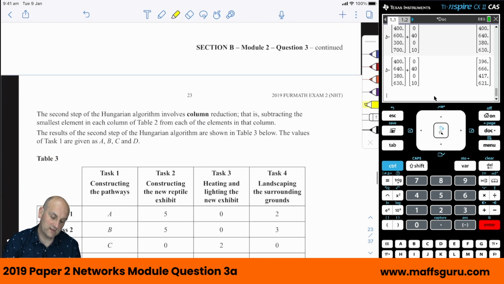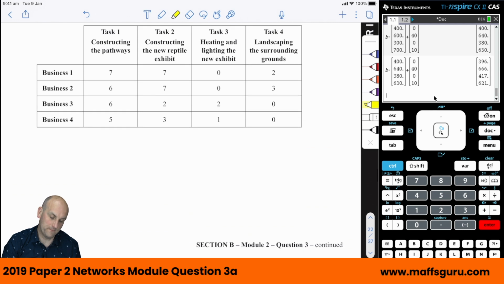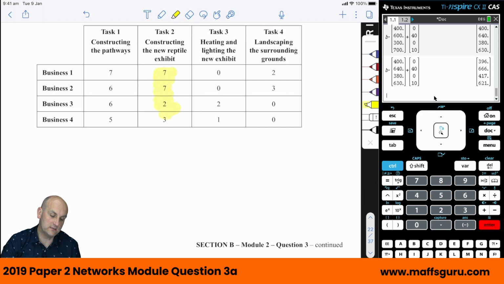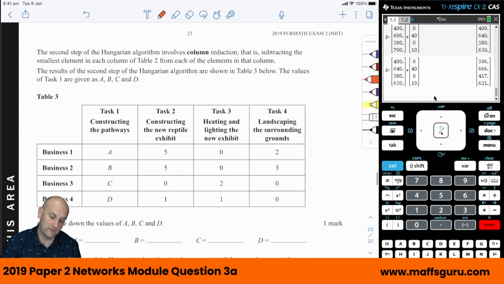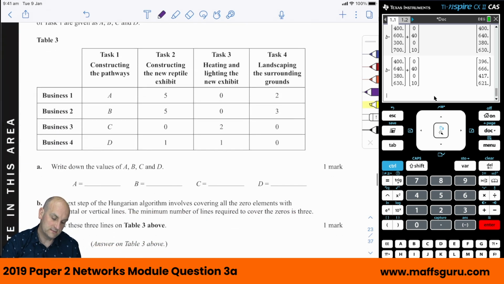Okay, so we've got to subtract the smallest element in each column. All right, so I'm just going to check with one of the columns to make sure that I've actually got it right. So in this situation here, the smallest value is in fact 2. So I should have got 5, 5, 0, and 1. Let's just check that we actually got that 5, 5, 0, and 1. Okay, so now let's do this one here. The smallest value in there is 5, so it's going to be 2, 1, 1, and 0.